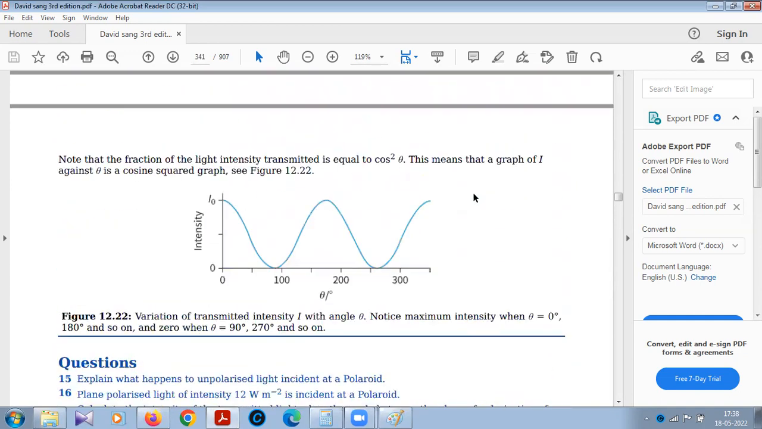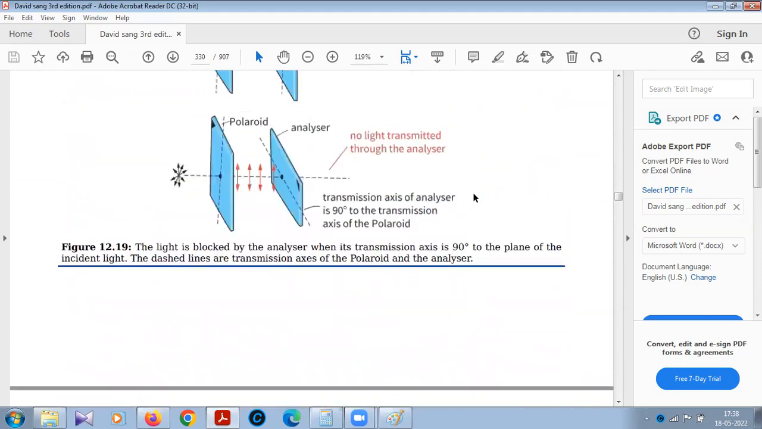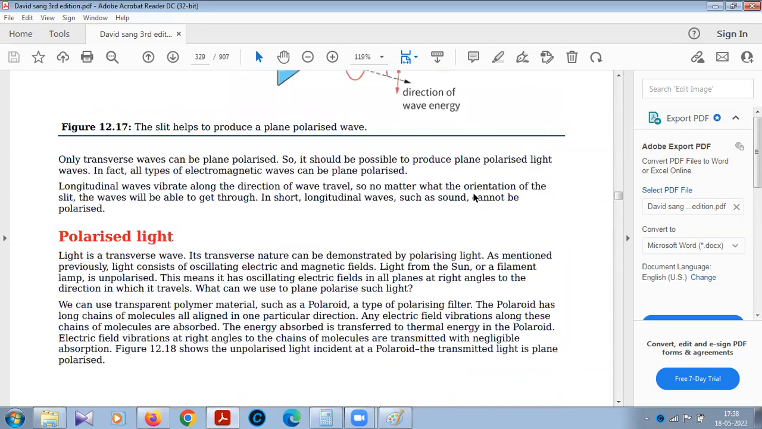I don't know, but then, is it this? This is the Malus law. So why did they add this? So what's the learning point?